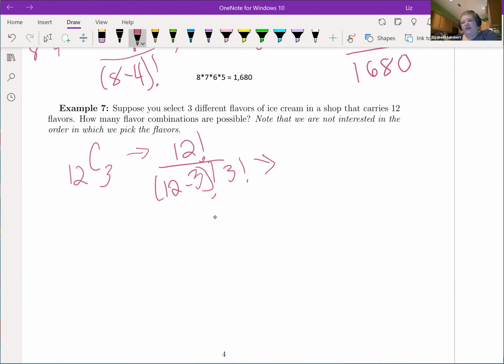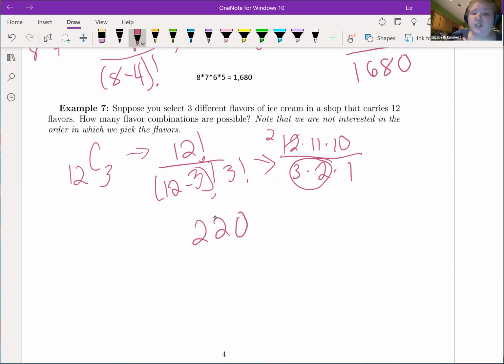All right, so the 12 minus 3 is 9 factorial. So I only need on top 12 times 11 times 10. And then I have the 3 factorial on the bottom, which the 6 will go into the 12 twice. So we get 2 times 11 times 10, which is 220. So there are 220 flavor combinations by choosing 3 flavors out of 12 total.